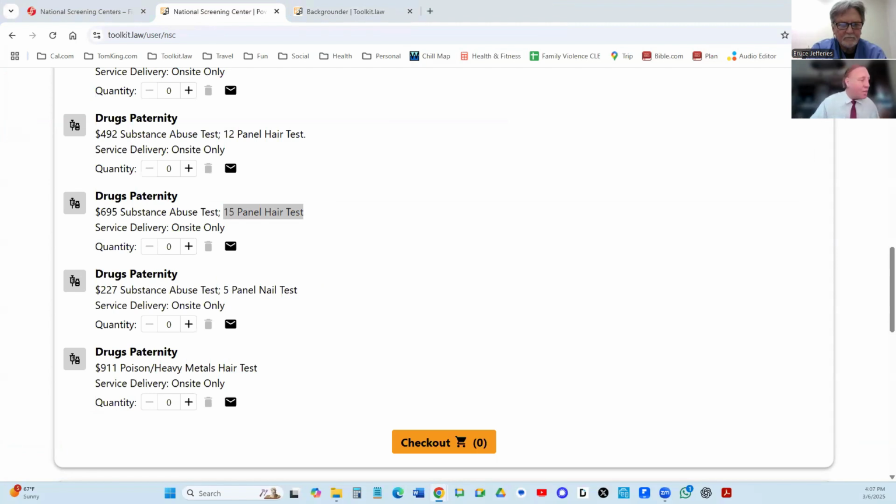Okay, let's look at the next one. A five-panel nail test. So a 5 panel nail test gets sent to a special laboratory because there's not, as far as I know, many around, but the one I choose is fully licensed. They've been using it for many years. They've been testing it for many years. They're highly accepted in the legal system.